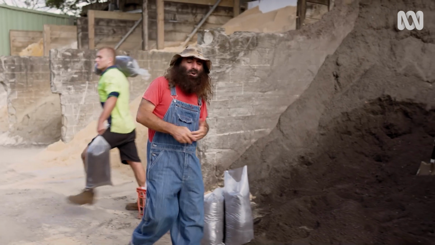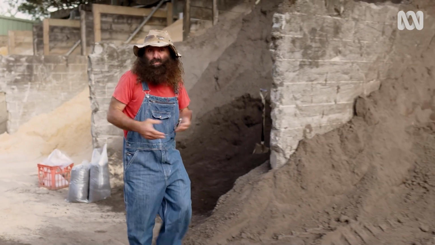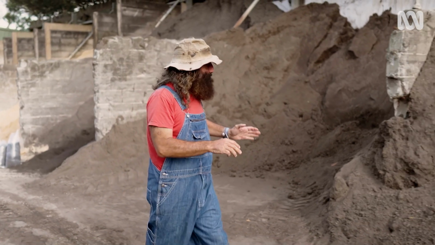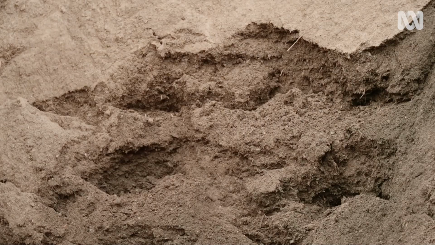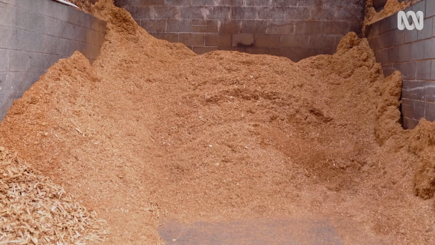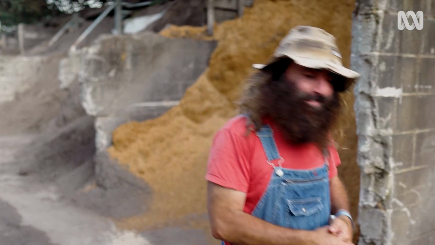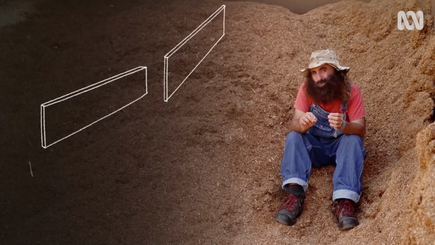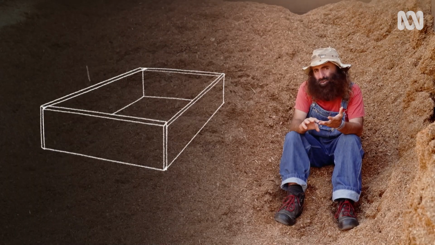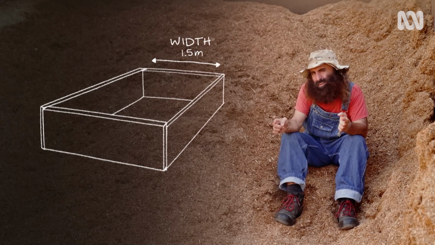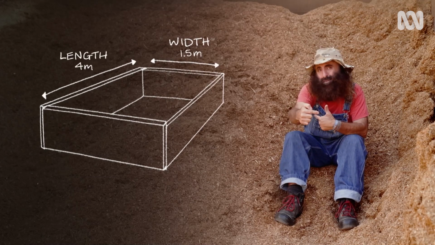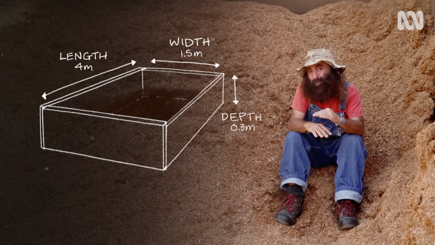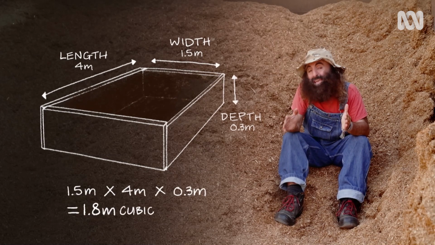For small projects, you might pick up a few bags of potting mix or manure, but as you can see here, the materials are all in bulk. There's garden soil mix, there's gravel and wood chip, and all of that is sold by volume. So if you have a large garden bed in mind, the first thing you need to do is a little bit of mathematics. First of all, multiply the width of the garden bed by the length of the garden bed to get the area, and then multiply that by the depth, and that will give you a volume in cubic metres.